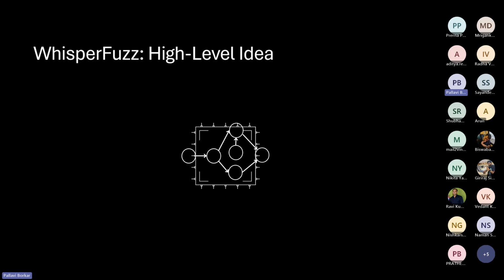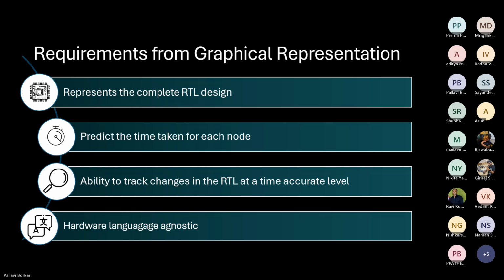To apply our tool to immensely complex processor designs, we first represent the processor as an event graph. However, for this representation of the design, our event graph should have four salient properties. The first one is that it should be able to represent a complete design.